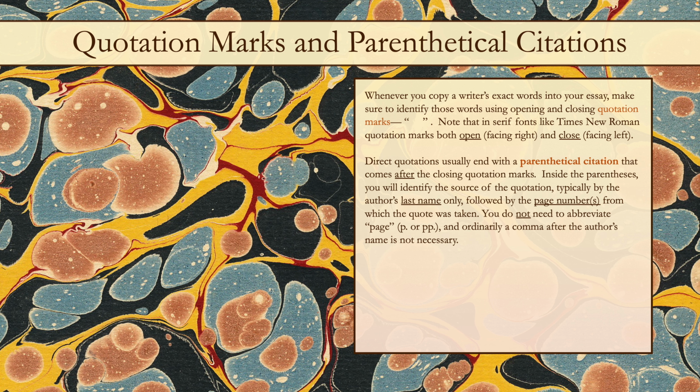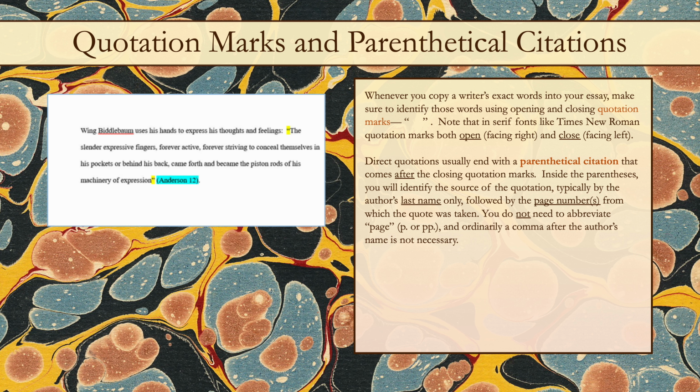Direct quotations usually end with a parenthetical citation that comes after the closing quotation marks. Inside the parentheses, you will identify the source of the quotation, typically by the author's last name only, followed by the page number or page numbers from which the quote was taken. You do not need to abbreviate page with a P or PP period, and ordinarily a comma after the author's name is not necessary. Now, there are exceptions to the last name rule and the comma rule, but they're very rare, and we'll talk about those in the third part of this series.